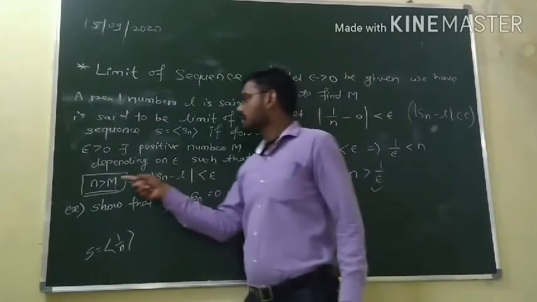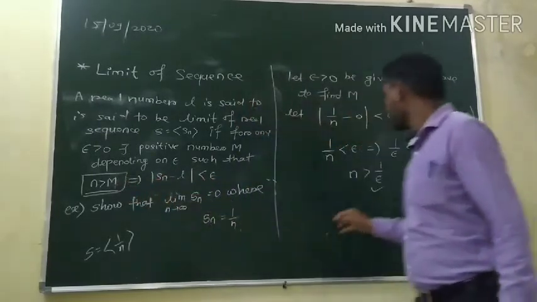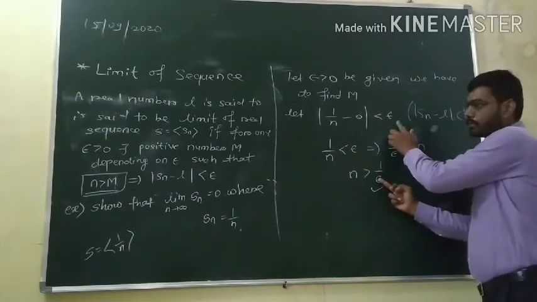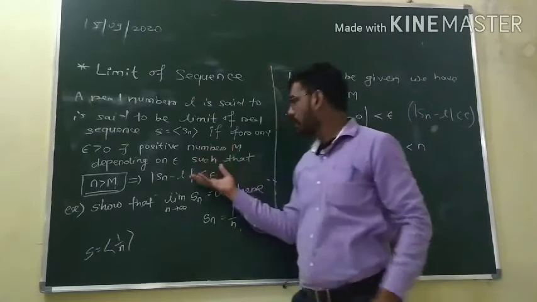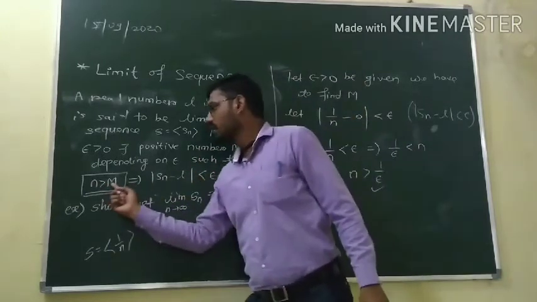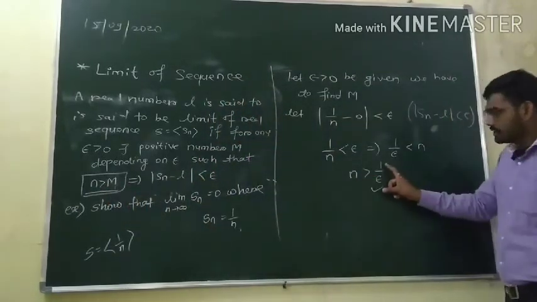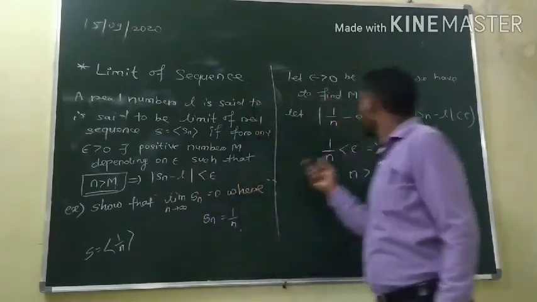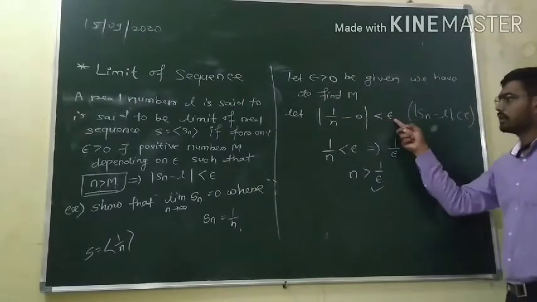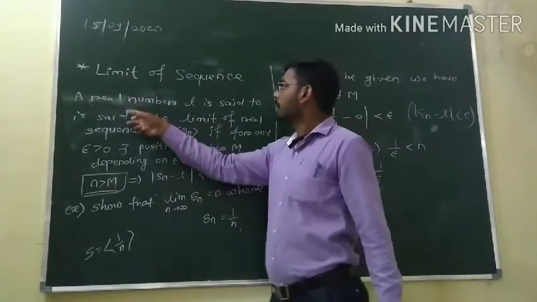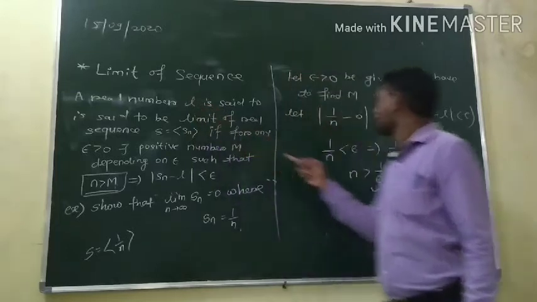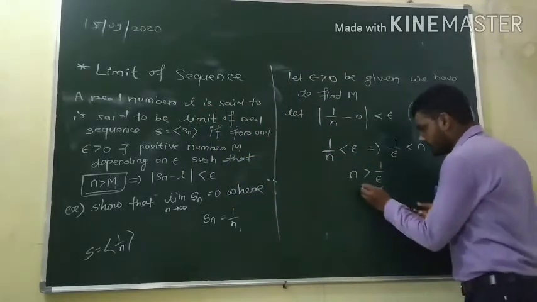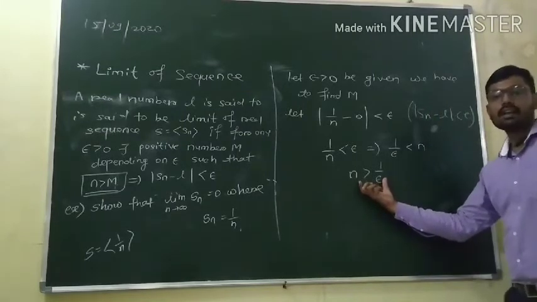Why? Because this fulfills the criteria. See, if n is greater than this number, the difference is less than epsilon, and we want the same conditions. Why? Whenever n is greater than this m, if the difference becomes less than epsilon, then the limit of the sequence Sn is L, so the limit of the sequence 1 by n becomes 0. So from this condition we get the idea of the value of m.